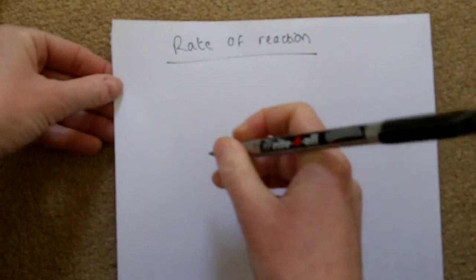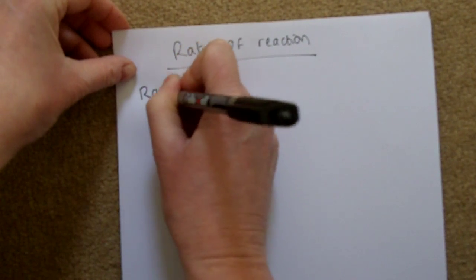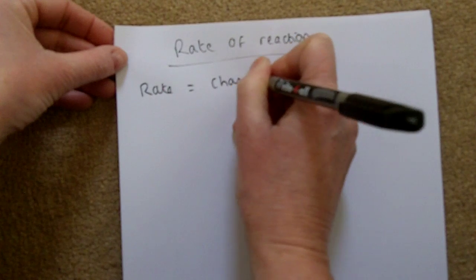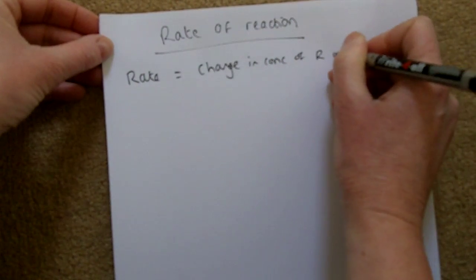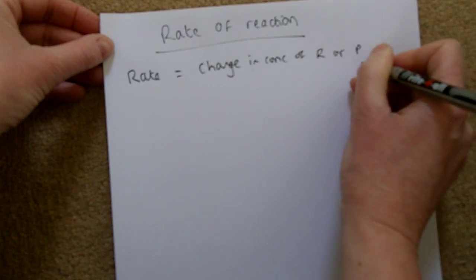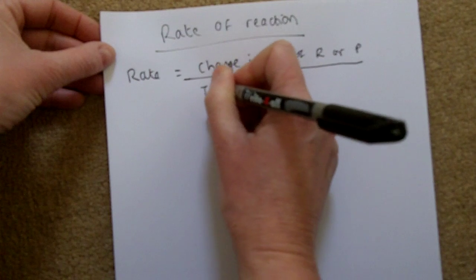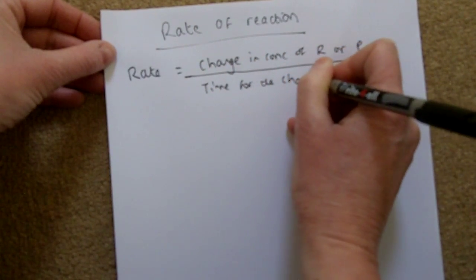Rate of reaction. So first, what is rate? Rate is defined as being a change in concentration of reactant or product over the time taken for this change to take place.